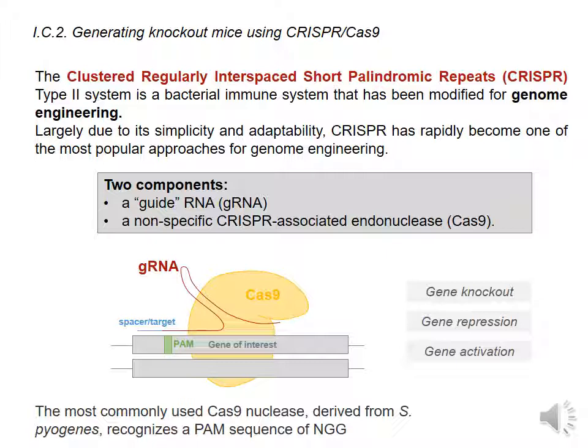And the Cas9 that is most commonly used is derived from an organism called Streptococcus pyogenes, that recognizes a PAM sequence that is specific with this nucleotide composition. And there are different endonucleases or Cas nucleases now available for generation of knockouts using CRISPR.